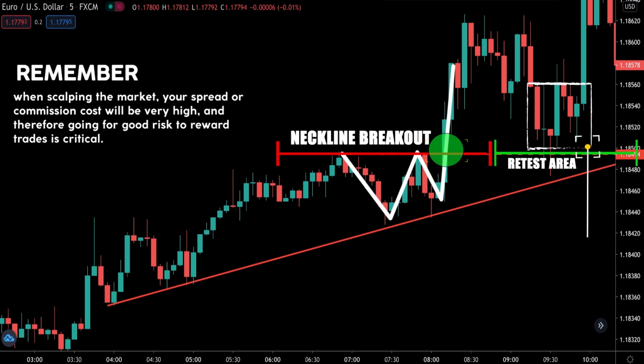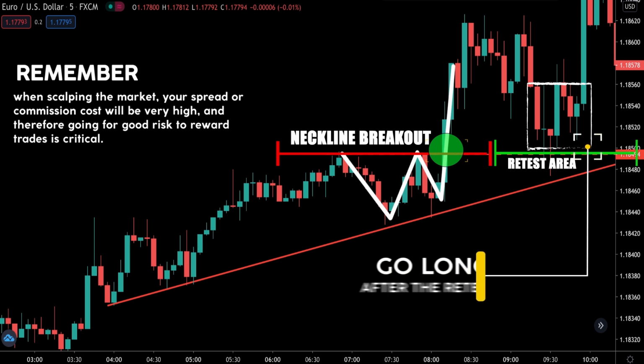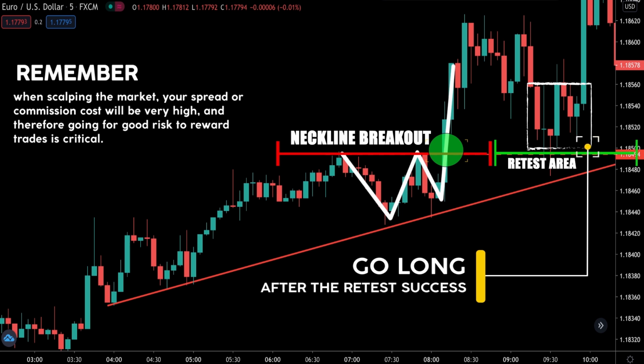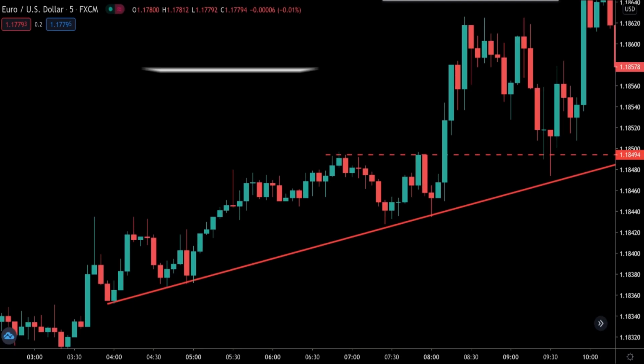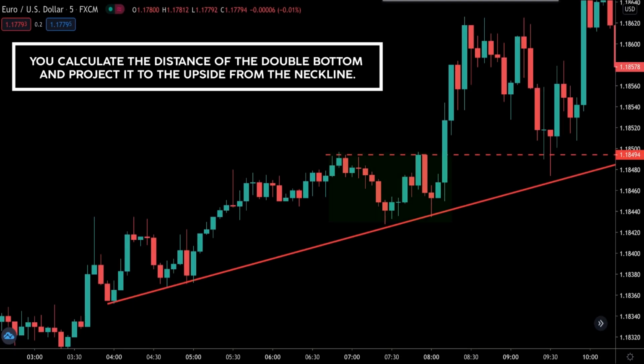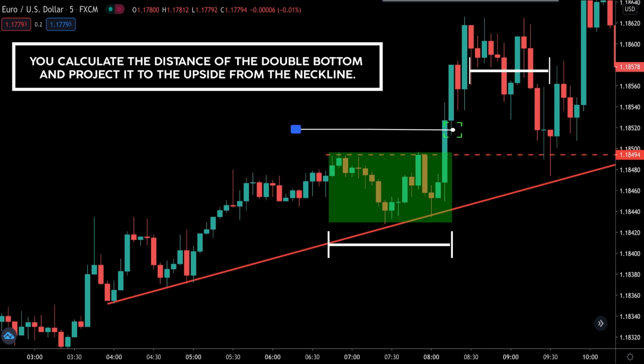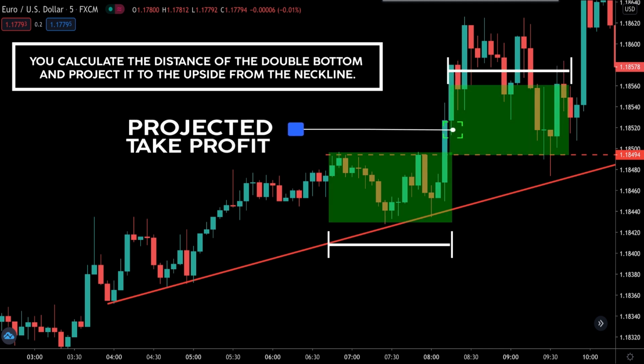In this example, notice how the market retests the neckline as support before taking off. This is the opportunity to go long. When it comes to setting a take profit, you calculate the distance of the double bottom and project it to the upside from the neckline.